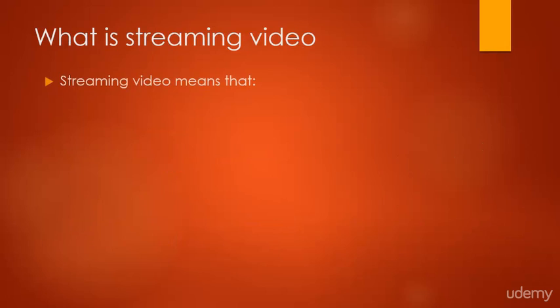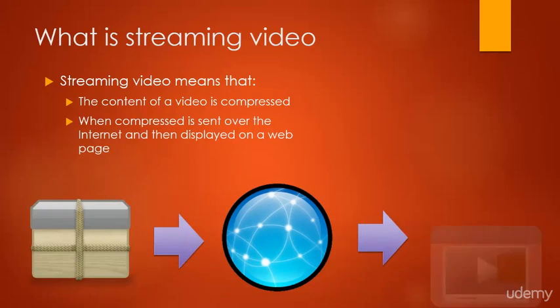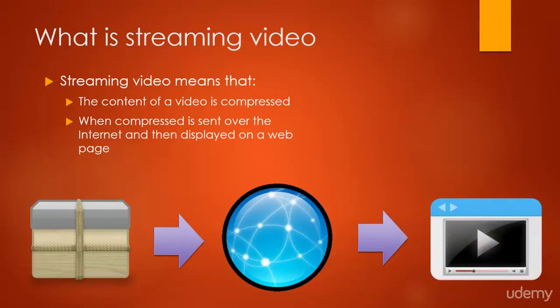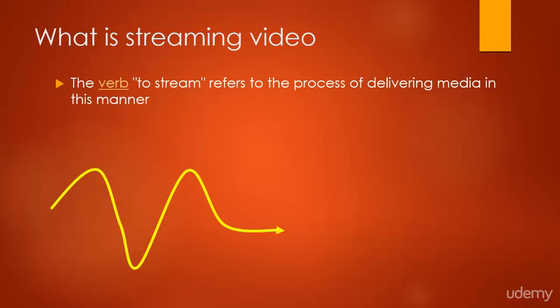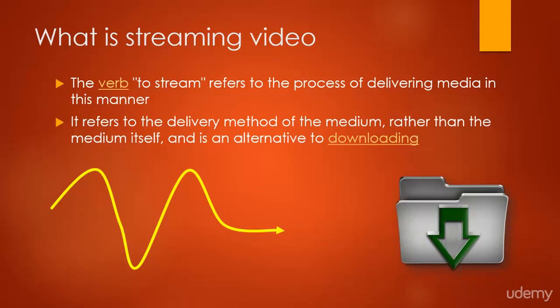What is streaming video? Streaming video means that the content of a video is compressed. When compressed, it is sent over the internet and then displayed on a web page. The verb to stream refers to the process of delivering media in this manner. It refers to the delivery method of the medium rather than the medium itself, and is an alternative to downloading.